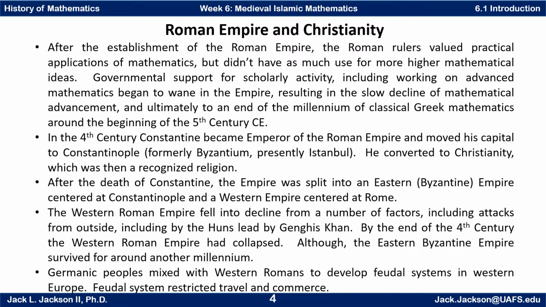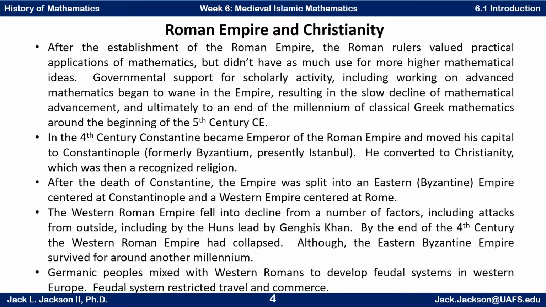In the 4th century, Constantine became emperor of the Roman Empire and moved his capital to Constantinople, which he named after himself, formerly known as Byzantium and presently known as Istanbul. He converted to Christianity late in his life, and then Christianity became a recognized religion in the empire. After the death of Constantine, the empire was split into an eastern Byzantine empire centered at Constantinople and a western empire that still had Rome as its capital.